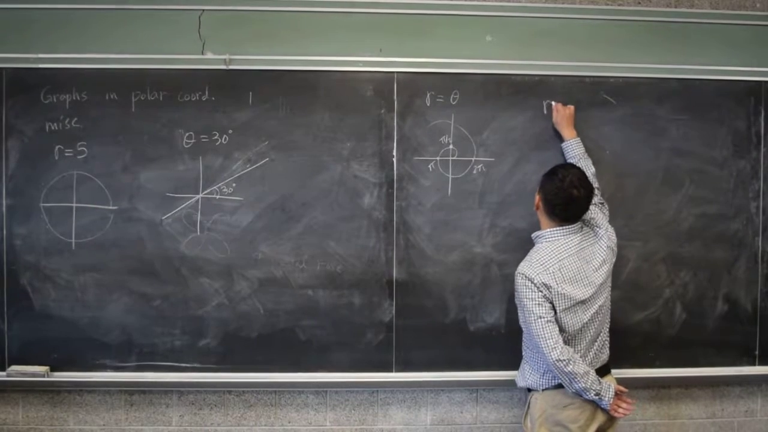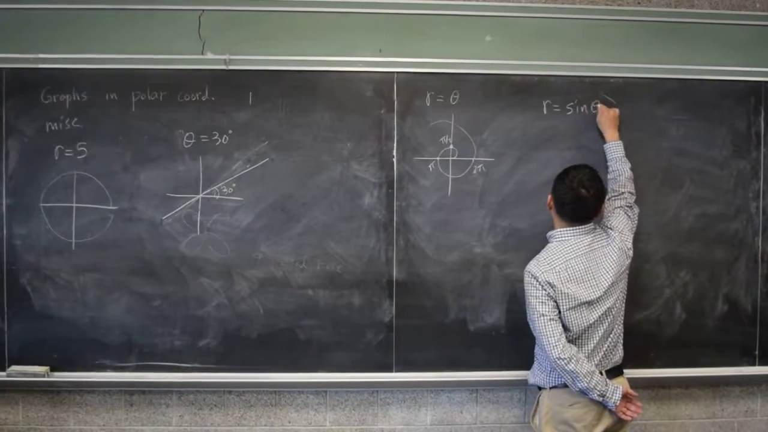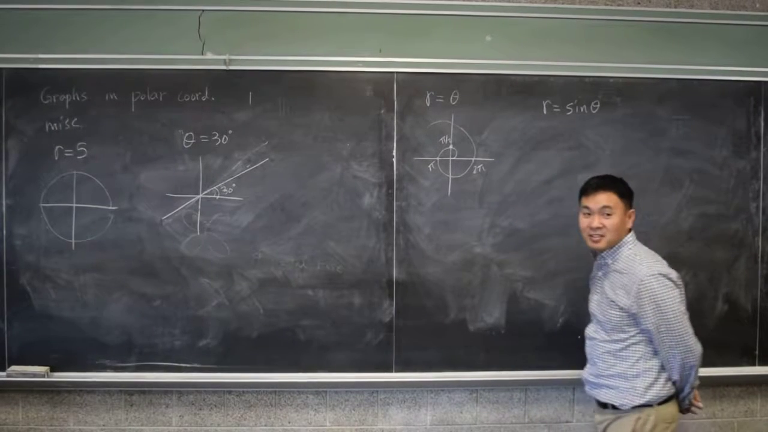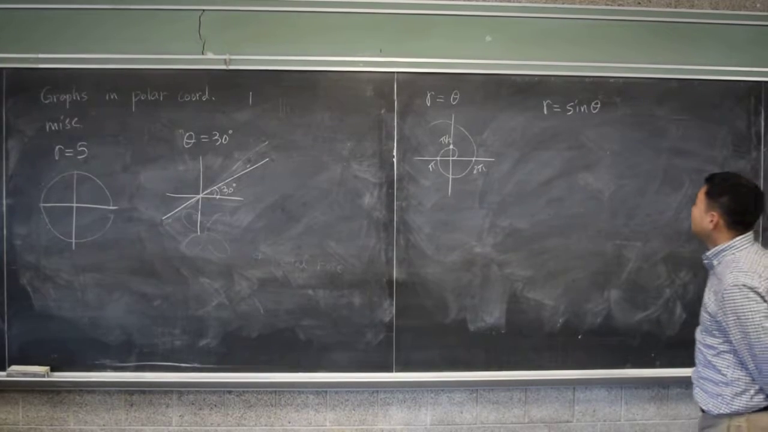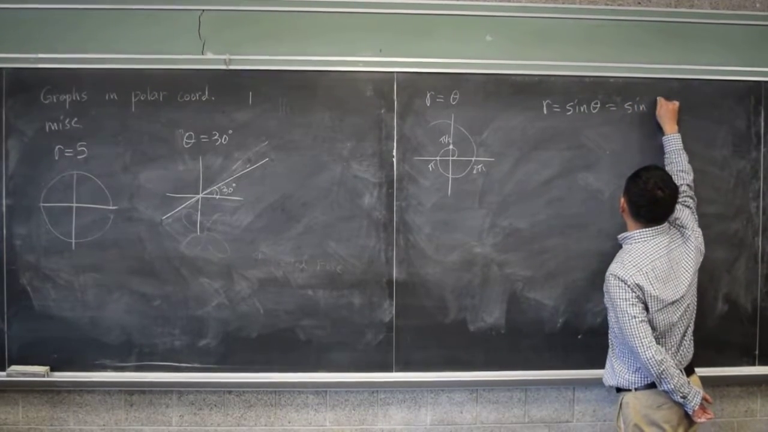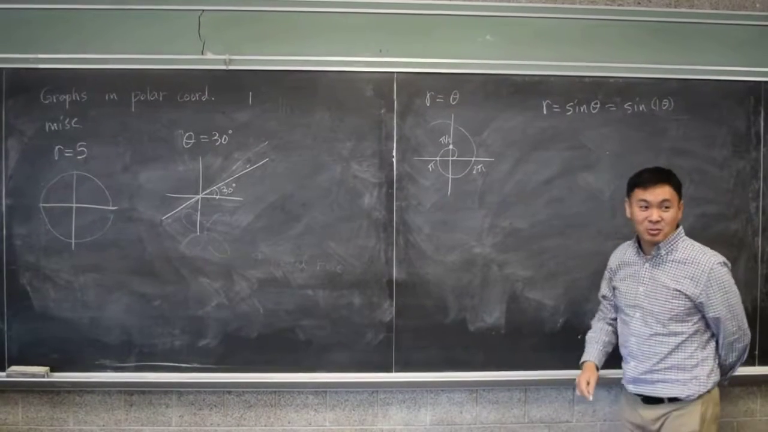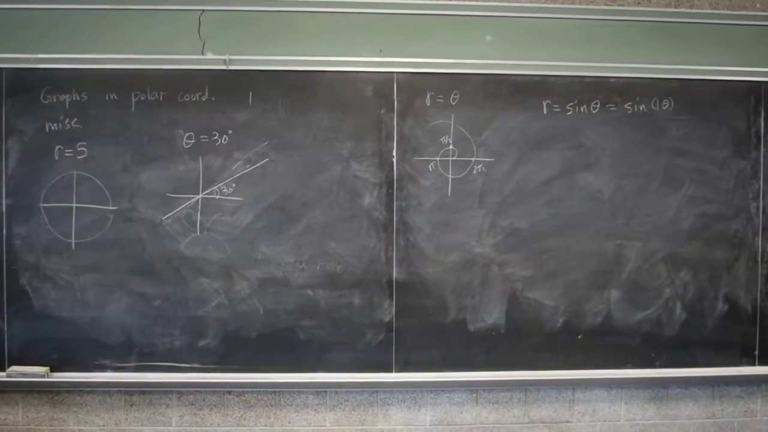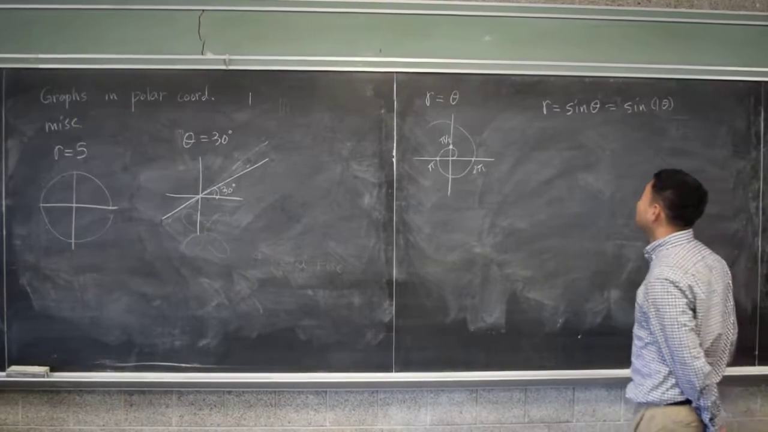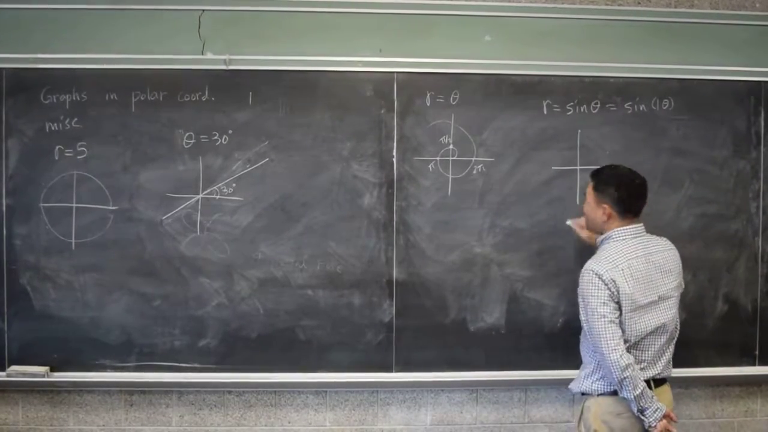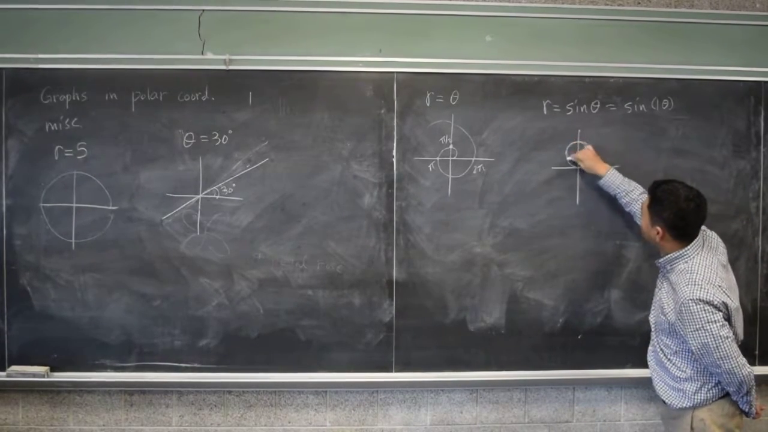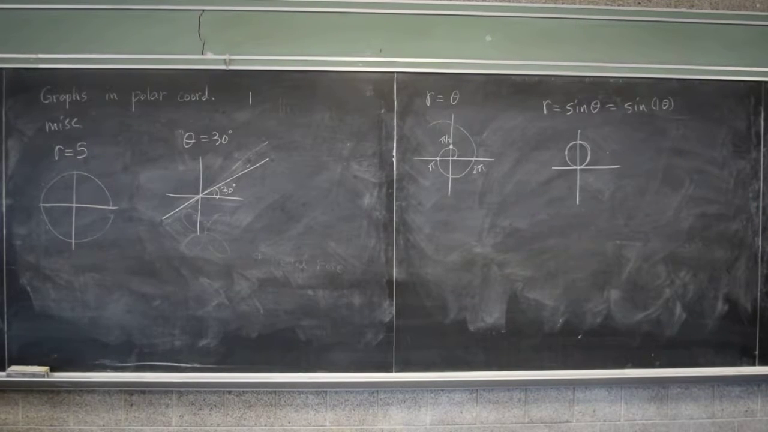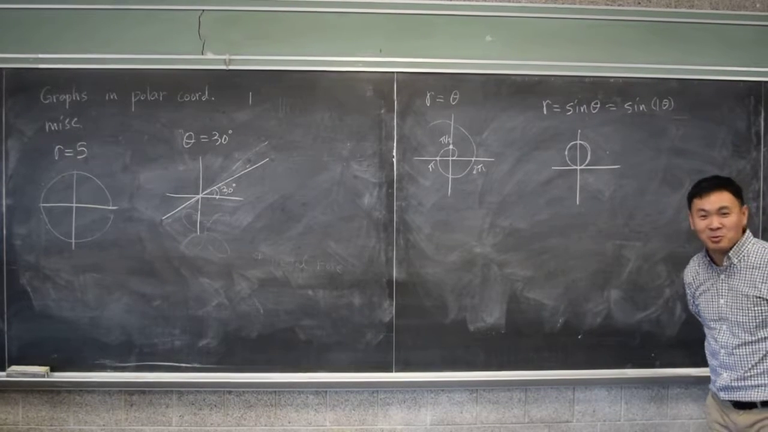How about r equals sine theta? Well, this is sine of 1 theta, right? So what's that? One petal. A rose with 1 petal, right? And if you actually draw this shape, this is what you get. You actually get a circle. It's a rose with 1 petal. A circle is like a rose with 1 petal. That's what you get.